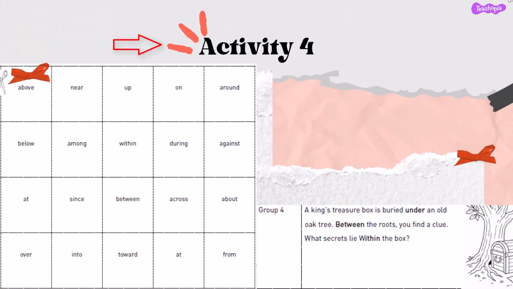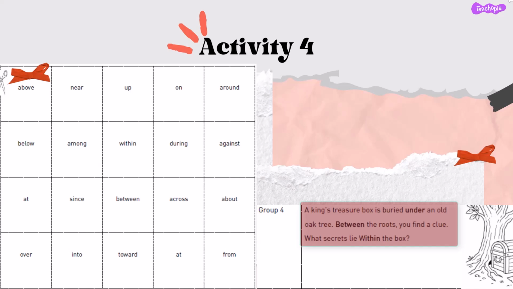Activity 4 is a collaborative activity. You need to form groups of 3 to 4 students, distribute one set of preposition cards per team from the preposition cards you see here, and select a story scene from the story scenes provided. I have chosen "The king's treasure box is buried under an old oak tree. Between the roots you find the clue. What lies within the box?"